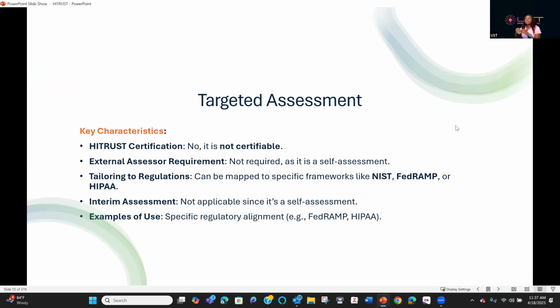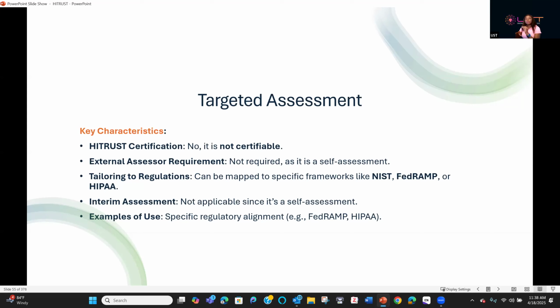So let's look at some of the key characteristics of the targeted assessment. No HITRUST certification is required. No external auditors are required because this is just a self-assessment. You can just use this to map with other standards or frameworks like NIST, FedRAMP, or HIPAA. There's no interim assessment required for this, again, since it's just self-assessed. And an example of use may be specific regulatory alignment, as we have mentioned.